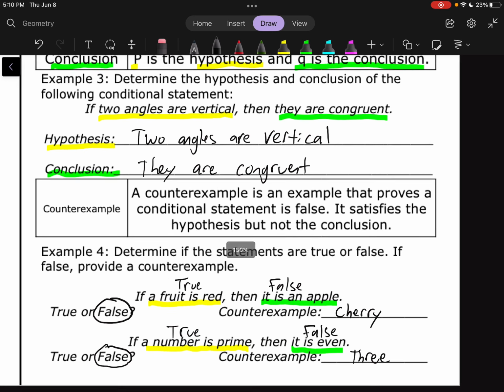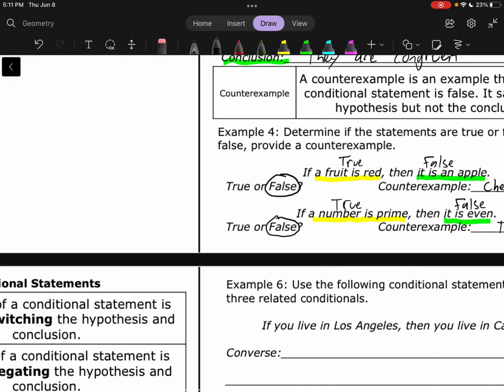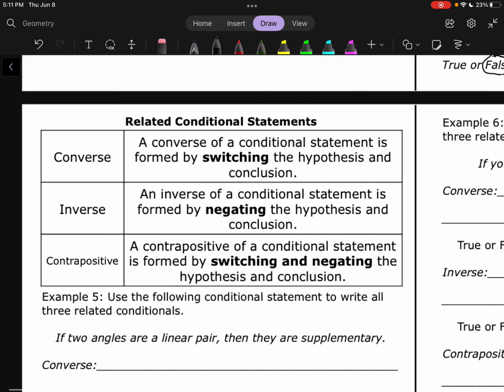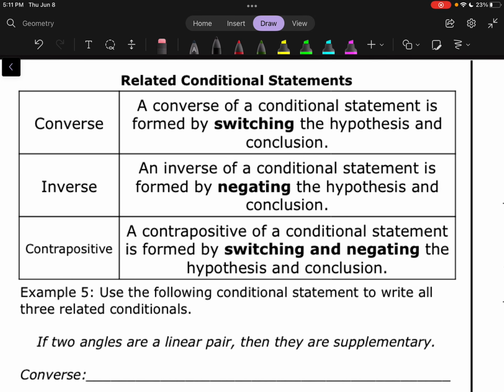Okay, so far so good. We know how to write a conditional statement, right? We throw in the word if, we throw in the word then. We know what follows if, we know what follows then. We know counterexamples. Let's go to the inside. So next up, we have a bunch of conditional statements that are related to the original conditional statement, but we can do some things to mess with them a little bit.